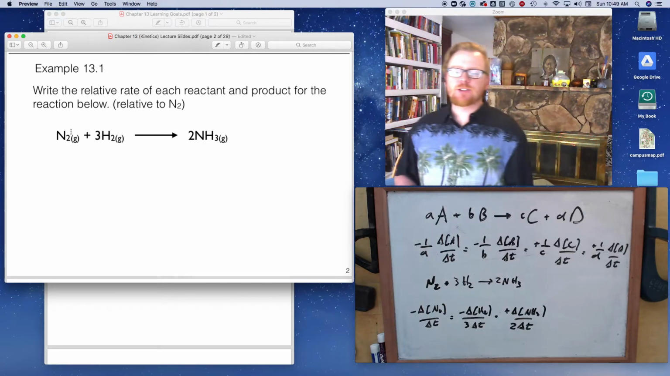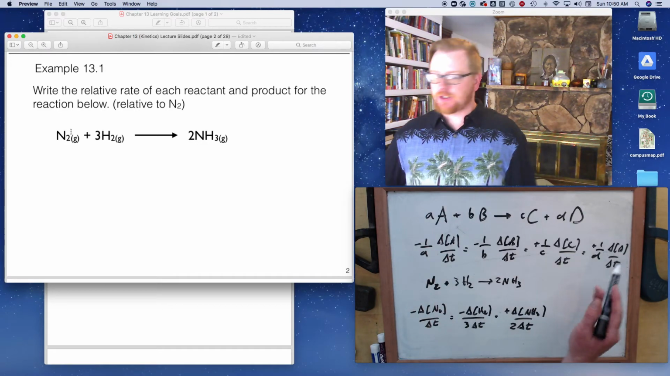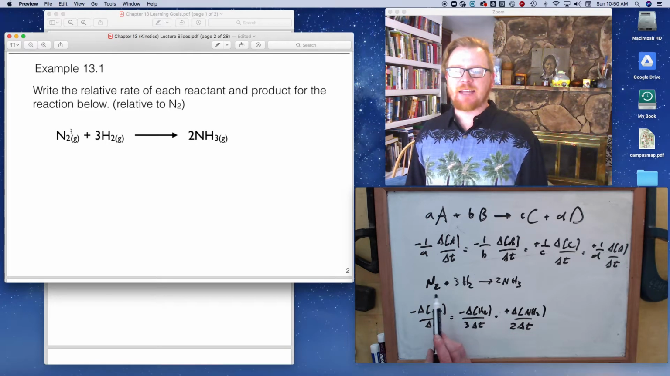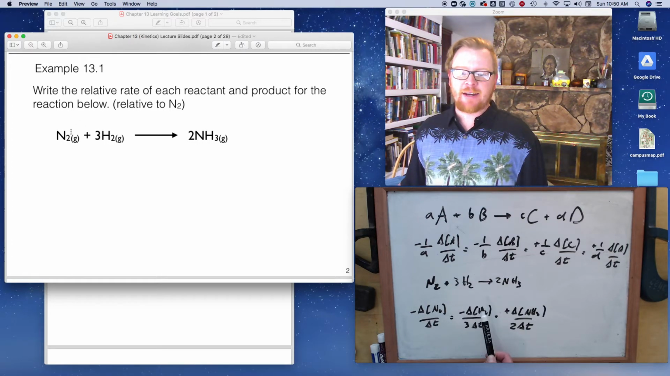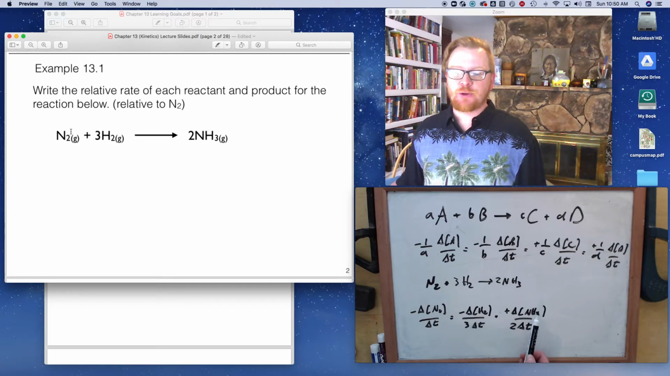Okay, so that wasn't so bad, right? So I just kind of followed through this generic example here. And by saying relative to N2, again, that all just means we're just keeping a coefficient of 1 right in front. And now we can see that the hydrogen rate is actually 3 times the nitrogen rate. And the ammonia rate would actually be 2 times the nitrogen rate.